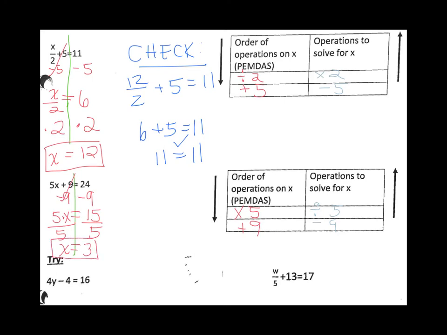And then my last step is to check and make sure that that balances out, that both sides are equal. So I plug in 3 for x to the original equation, just replace x with 3. 5 times 3, multiplication first, is 15 plus 9. And 15 plus 9 is 24.